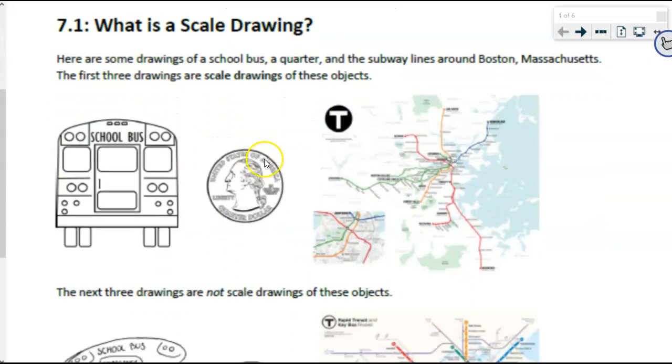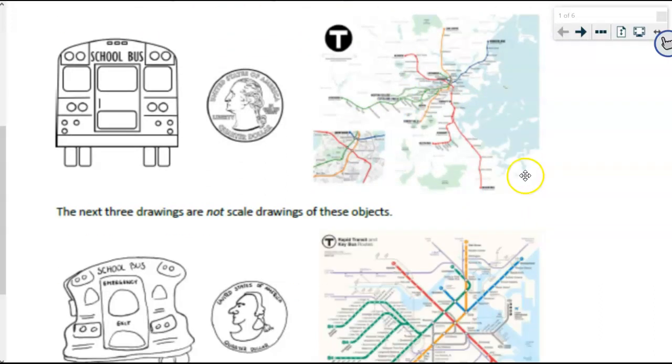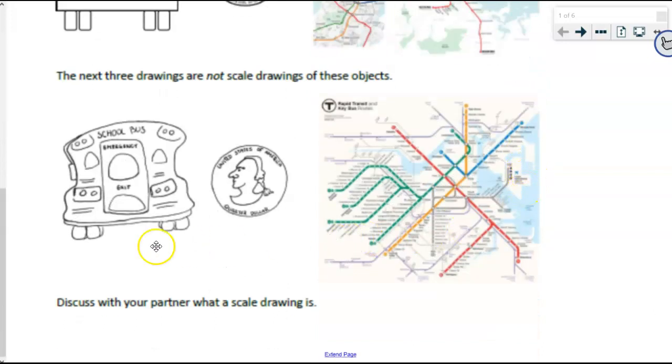And it shows these three images here, saying these are drawings of a school bus, a quarter, and the subway lines around Boston, Massachusetts. And these first three drawings are indeed scale drawings of a school bus, a quarter, and the subway lines. And when we look below, we can see that we still see a school bus, a quarter, and what appears to be the subway lines for Boston, Massachusetts. But these ones are not scale drawings.